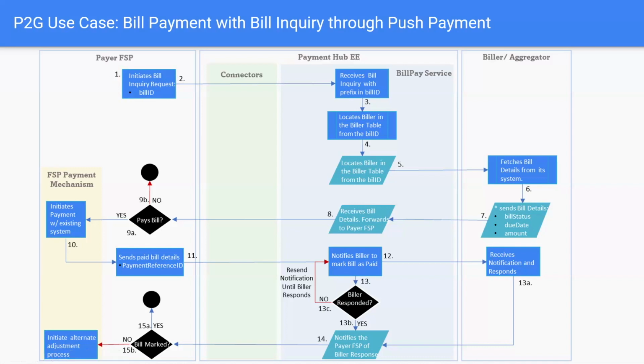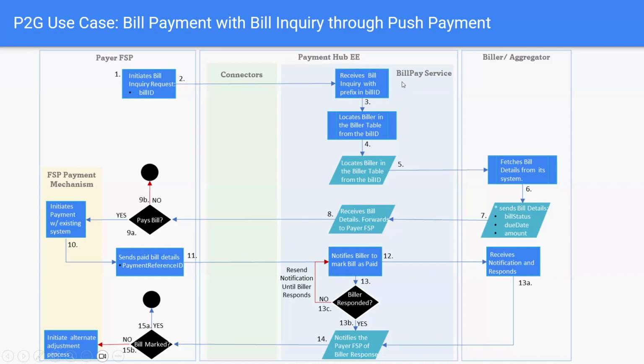or an invoice number has been generated and has been shared with the consumers, the payers who would be paying the bill. So they already have a certain number, either through paper invoices, or through SMS, or through their apps, or in any way. So what they do is they initiate a bill inquiry request, they enter the bill ID. Bill ID goes to the payment hub, specifically lands in the bill pay service.